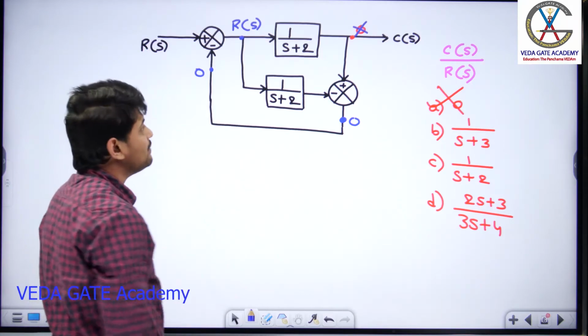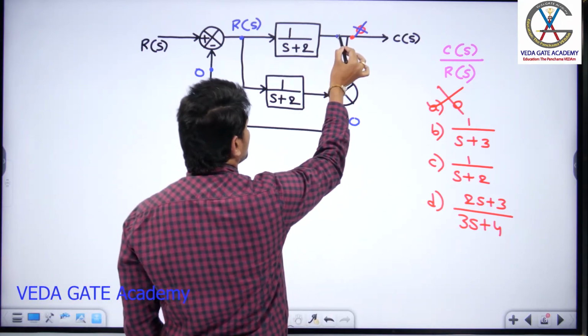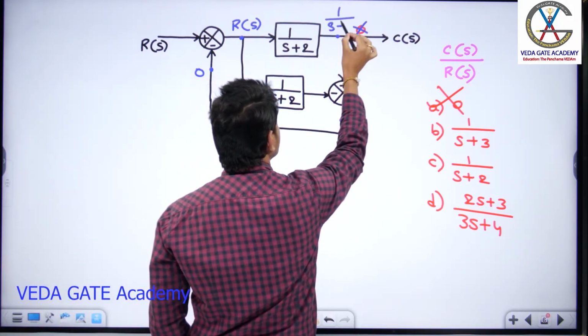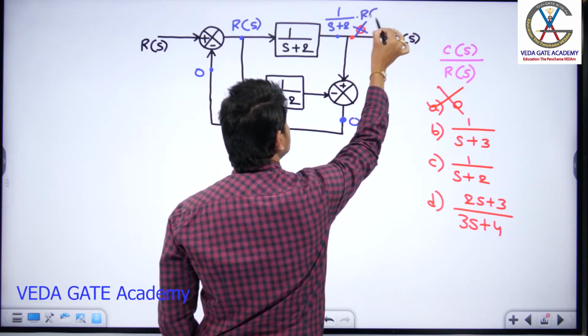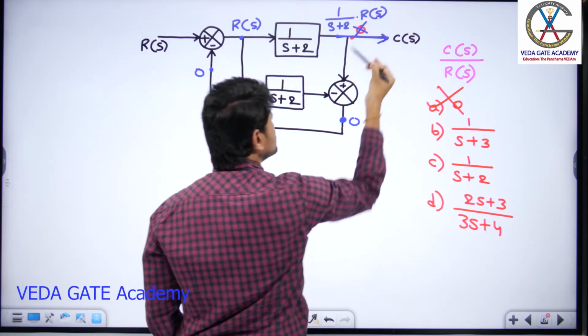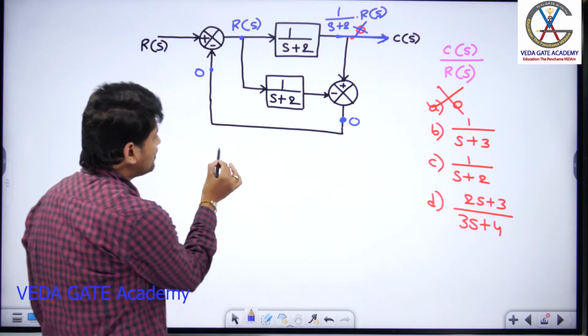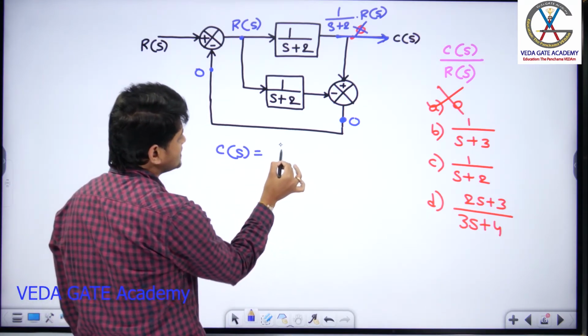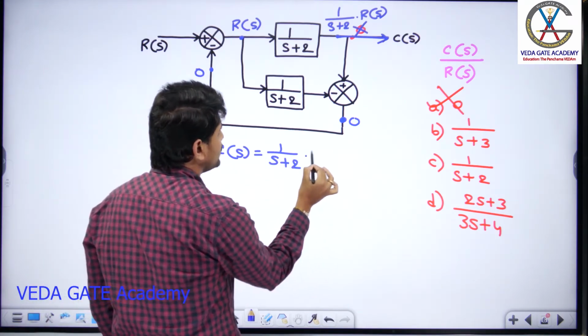Yes or no? The same R of S will be amplified by 1 by S plus 2 times. So you are going to get 1 by S plus 2 into R of S as the signal which is going as output to C of S. Yes or no? So now can you tell me what is the value of C of S, guys? C of S is equal to 1 by S plus 2 into R of S.